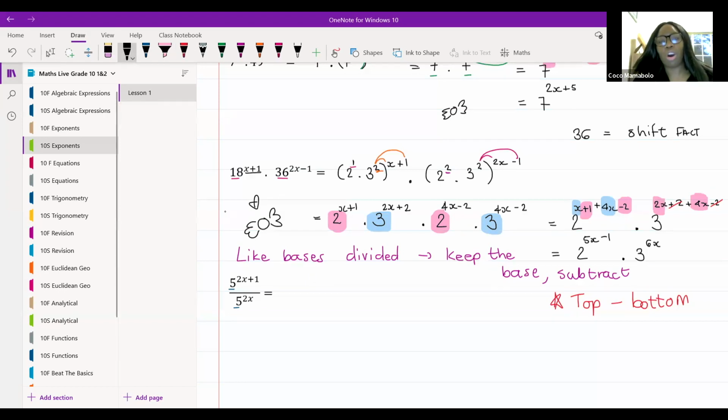All right. Now, over here, I've got like bases. So I'm going to keep my base of 5. And then I'm going to subtract my exponents. But I'm going to take the top, so 2x plus 1, minus the bottom, which is 2x.